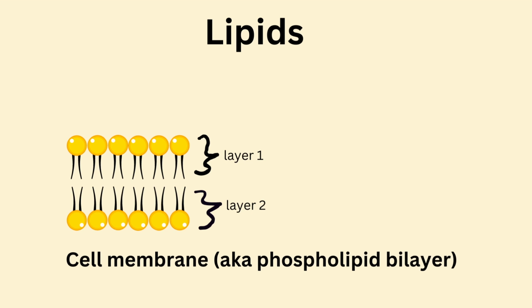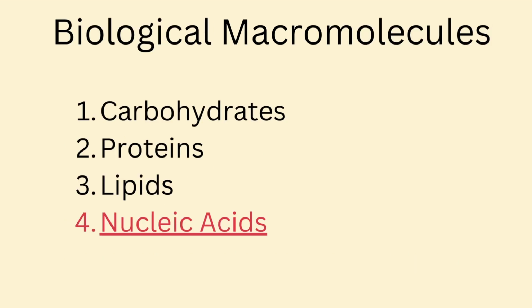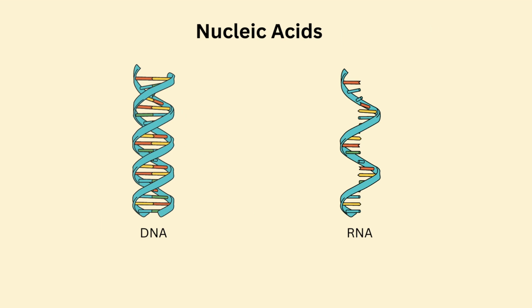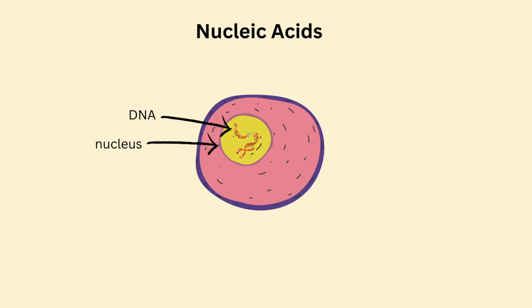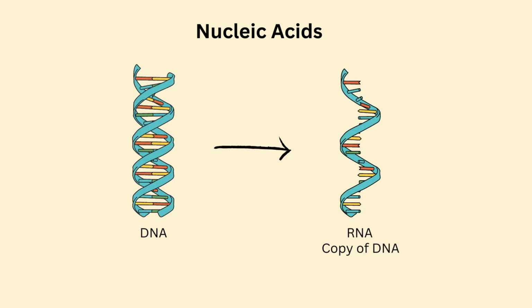And lastly, we have nucleic acids. There are two nucleic acids found in living things, DNA and RNA. DNA stands for deoxyribonucleic acid and RNA stands for ribonucleic acid. DNA is our genetic material and is found in virtually all our cells. It is passed down from generation to generation. DNA is double-stranded and lives in the nucleus. RNA is a copy of DNA and is single-stranded.